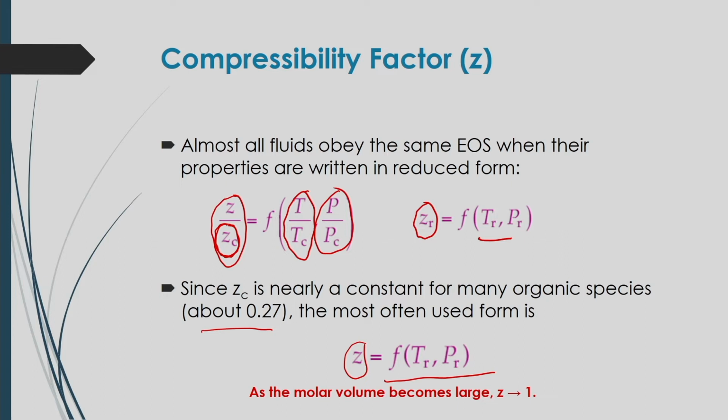So, this is why we can say that the compressibility factor will be a function of reduced temperature and reduced pressure. As the molar volume becomes large, real gases tend toward Z equal to 1. So, a compressibility factor near about 1 means a large molar volume of that gas.